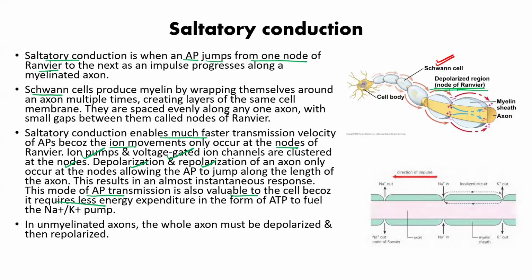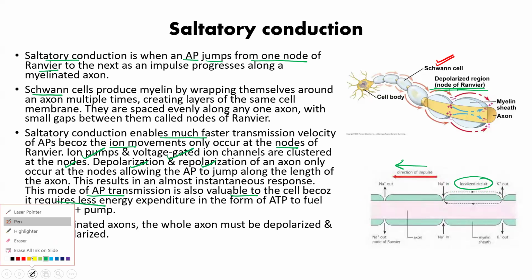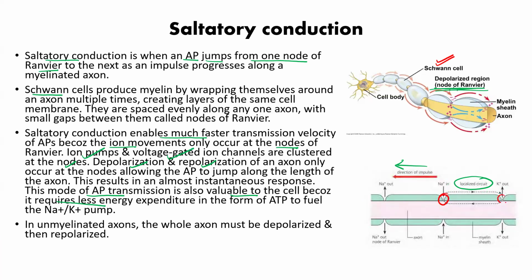So you can see here, suppose the impulse is moving in this direction, please check. So what is going on here? A localized current is established, and this current is established only from one node of Ranvier to another. From one node of Ranvier to another.